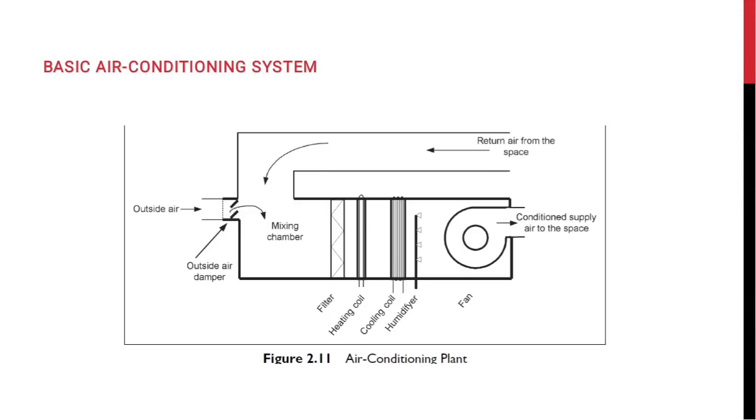Basic air conditioning system. Here is a basic air conditioning system shown in the figure, which is called an air conditioning plant. Outside air comes into the mixing chamber, then is filtered, then passes through a heating coil and is heated up. Next, this heated air is cooled in a cooling coil. After that, the air passes through a humidifier, and finally is pumped through a fan.